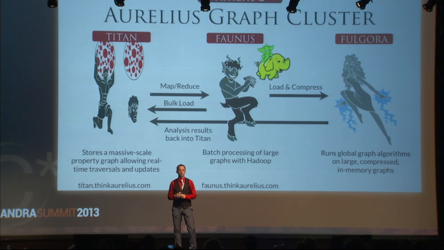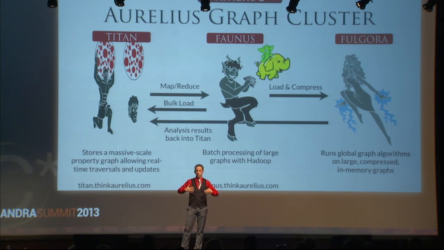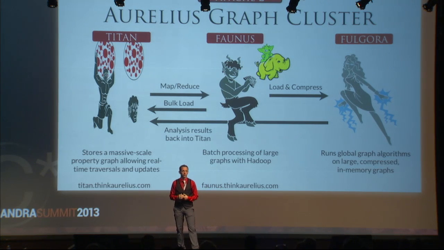It enables you to do batch type analytics, so you can look at degree distributions, you can look at any kind of statistics on the graph, or you can do very extensive traversals where you have to traverse out of every vertex in the graph. So those are the kinds of things that Faunus allows you to do.